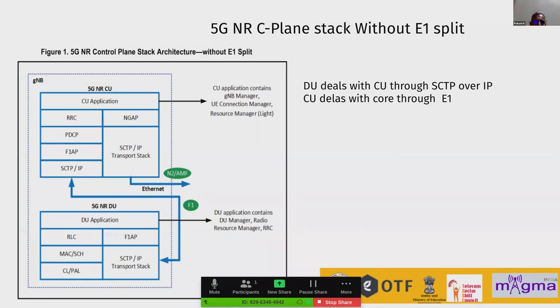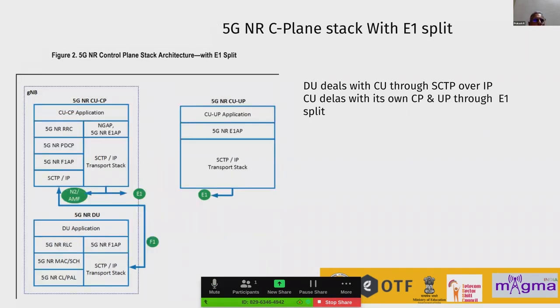So let me take you to the next diagram, which will show you the new radio control plane stack architecture. Here we have the E1 split, the interface is split. That means the CP and the UP of the central unit can interact with each other separately. Besides, the DU in front can deal with the SCTP or IP stack for connectivity. So the DU deals with the CU through SCTP or IP, whereas the CU deals with its own CP and UP through E1 split. So these are some of the interfaces, E1 and F1.